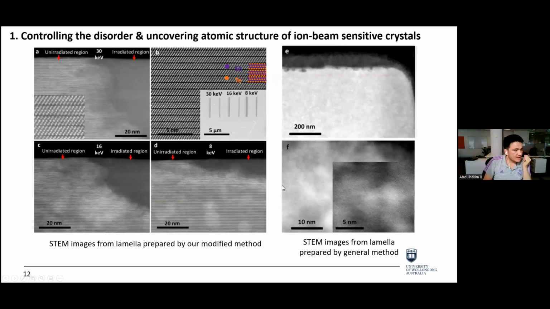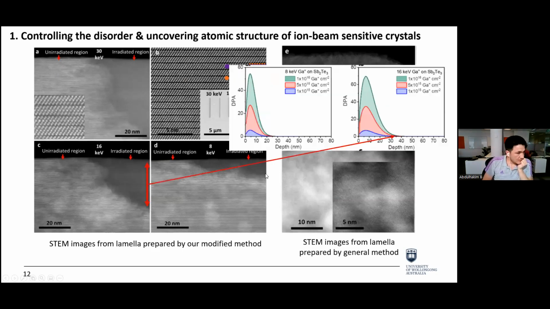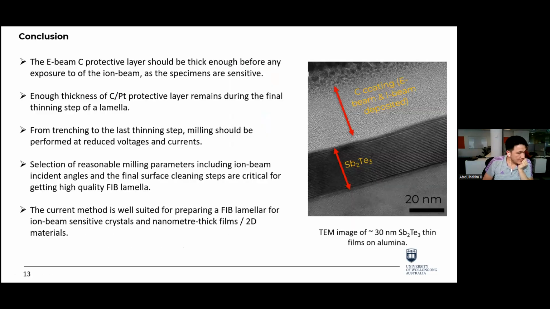So by this, I would like to show that there is a way, by choosing proper ion beam parameters, to prepare a high quality lamella, which we can use for atomic scale STEM imaging.